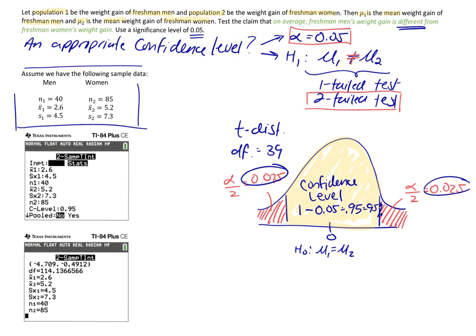If you take a look at my screenshot on the left here, you'll see that I went ahead and did a two sample interval test on the calculator, or two sample t interval on the calculator.